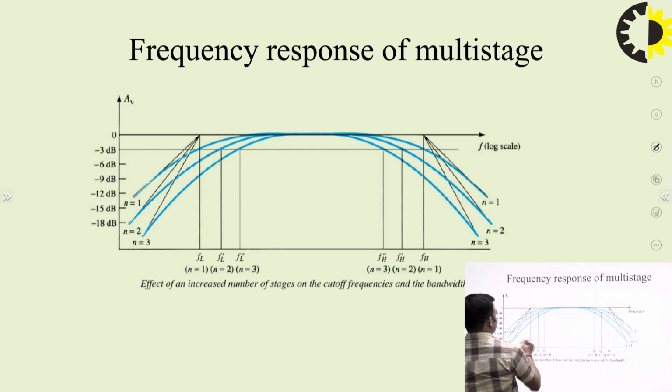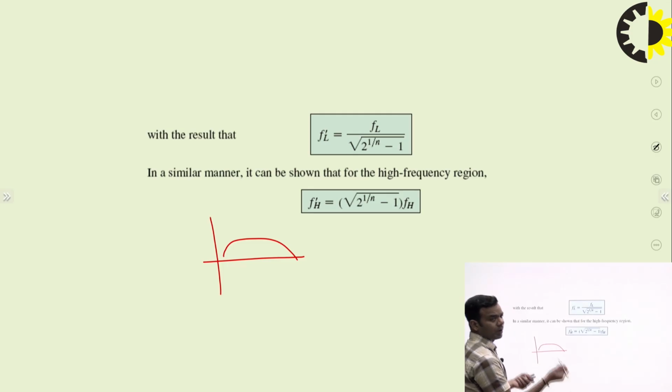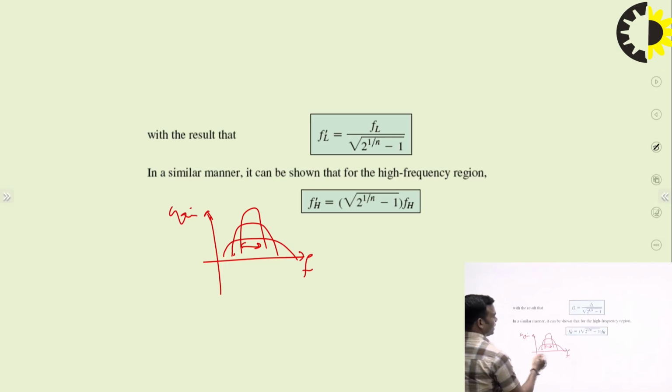And here you can see, if you connect more than one amplifier together, then gain will keep on increasing, but bandwidth will decrease. If this is gain and this is frequency, then the variation will be like this. For example, this is 1 amplifier, 2 amplifiers, 3 amplifiers, and it happens like this. So you can see that bandwidth decreases. That means the lower cutoff frequency shifts towards high frequency and the higher cutoff frequency shifts towards lower frequency. This is why the bandwidth decreases.